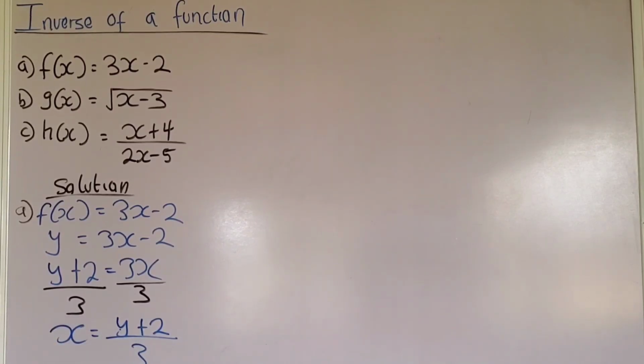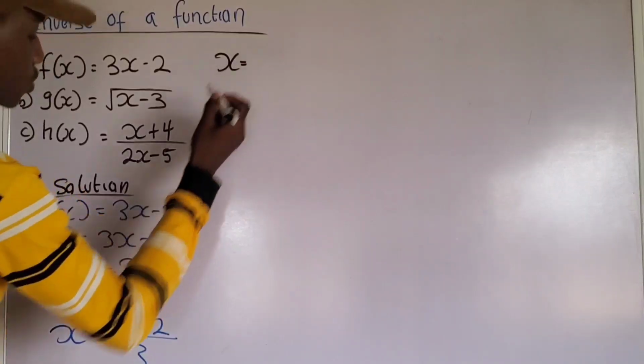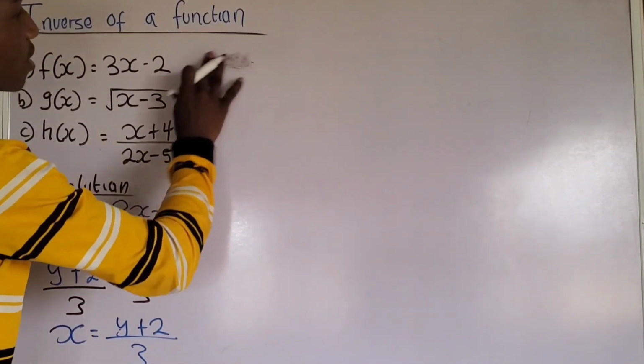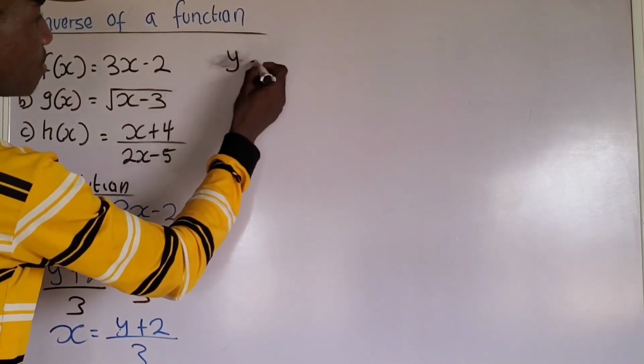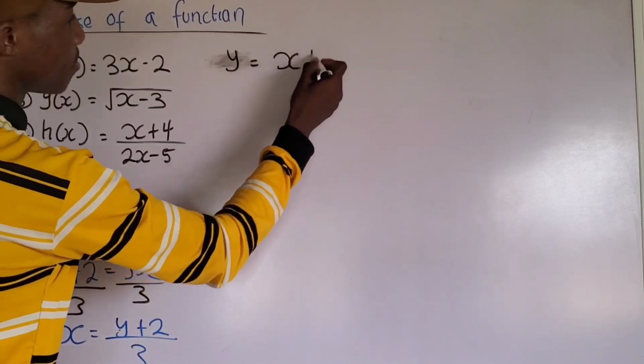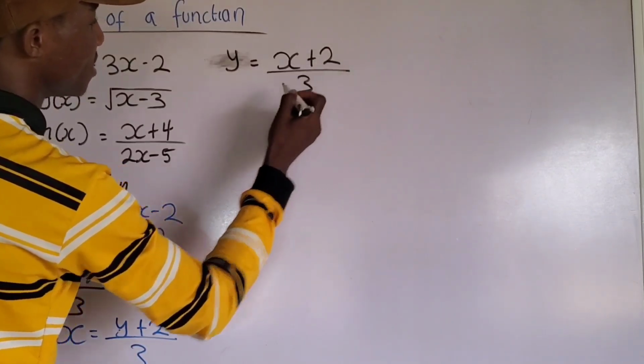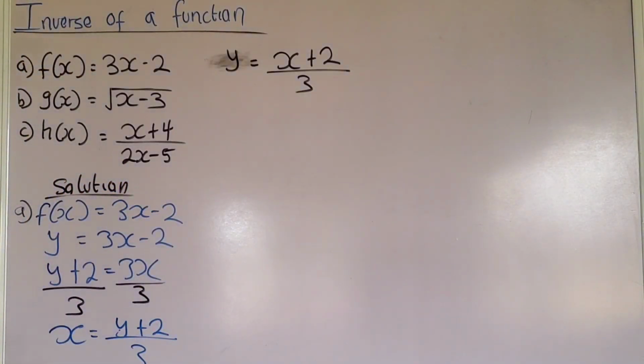So the function will now become like this. Y is equal to x plus 2 all over 3. Now, do you know what I did? I replaced x with y and y with x. You understand? See, x is here. That means I'm going to have y here, and instead of y here, I'm going to have x. That's what I did.